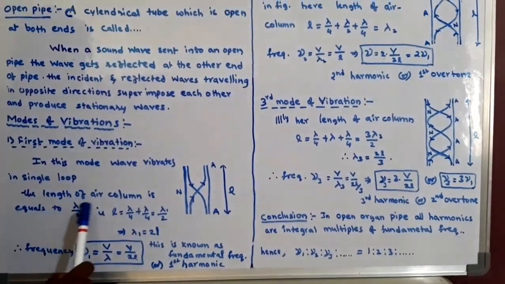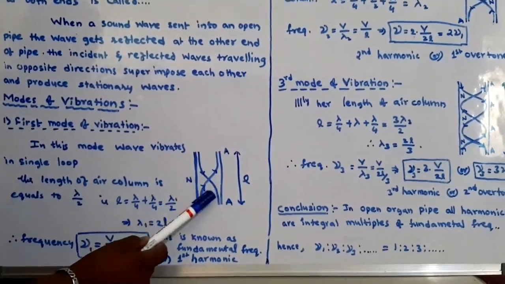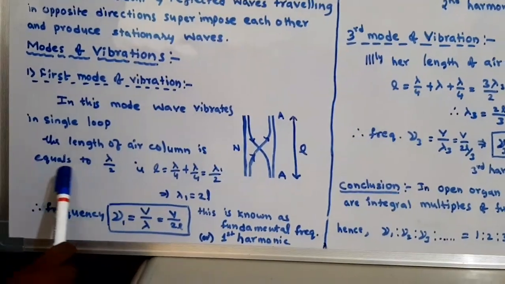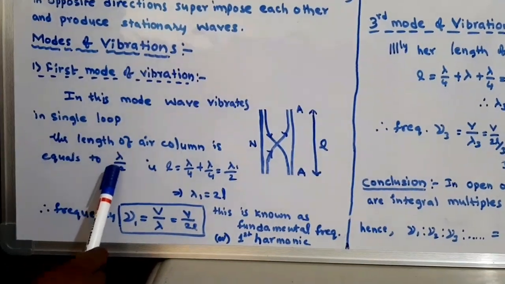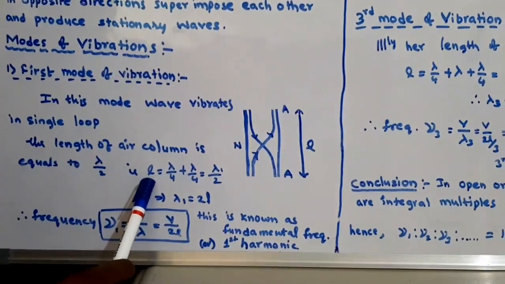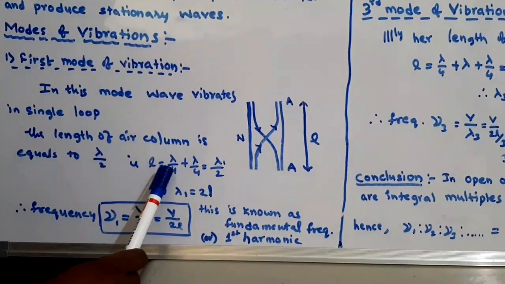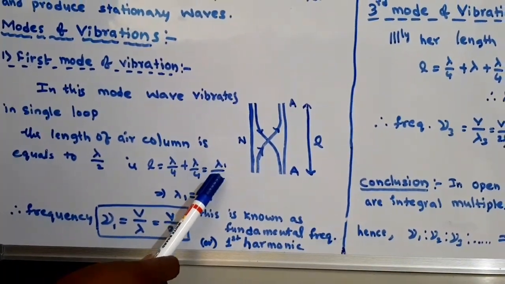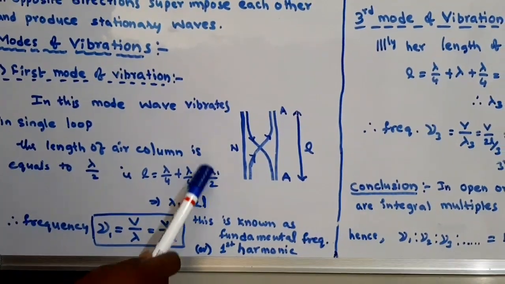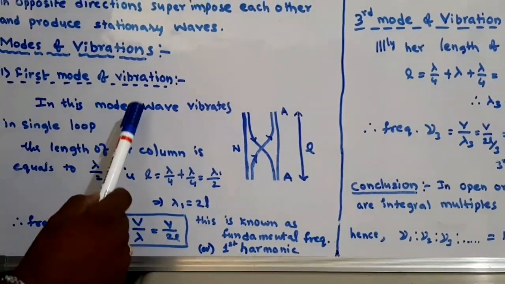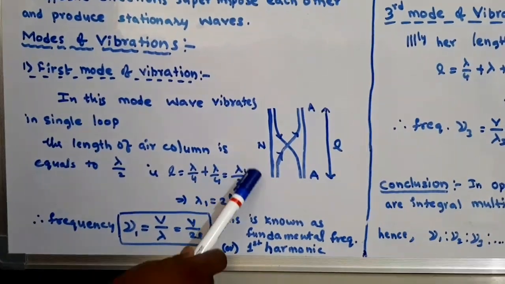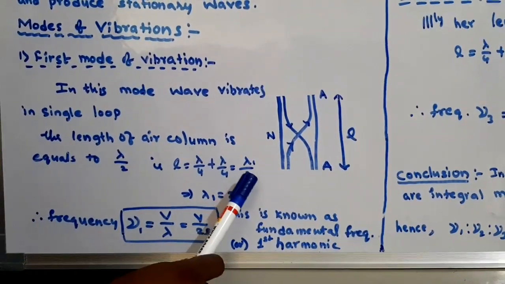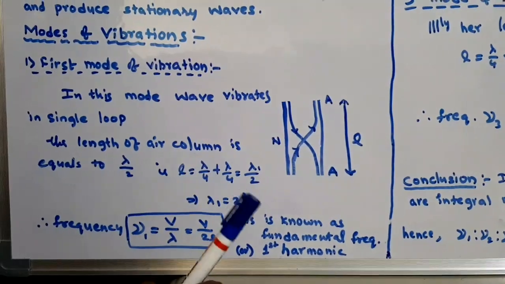L is equal to what? Lambda by 4 plus lambda by 4. Here I wrote clearly that the length of the air column is equal to lambda by 2. That is, L is equal to lambda by 4 plus lambda by 4, which is equal to lambda by 2. But I wrote it as lambda 1 because it is the first mode of vibration. I am assuming lambda with a subscript 1 represents the first mode of vibration.